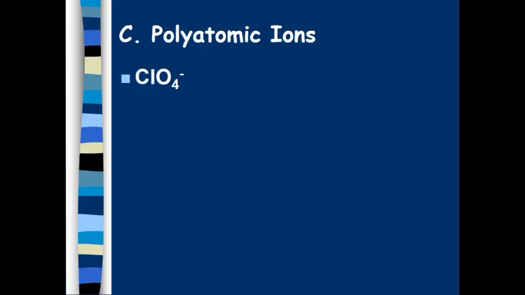ClO4 minus. Again, counting up valence electrons. I have 1 chlorine atom. It's in group 17, so 7 valence electrons. I have 4 oxygen atoms. Oxygen's in group 16, so 6 valence electrons. And when I add that up, I get 31.